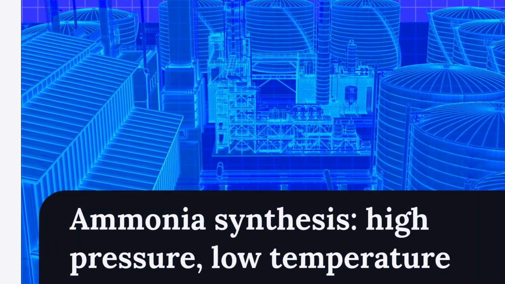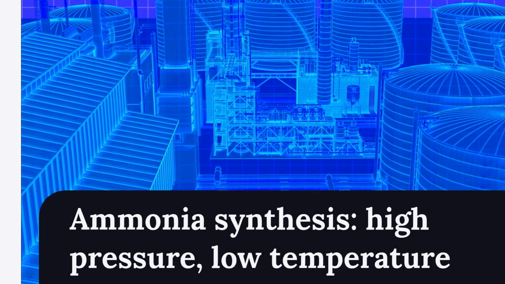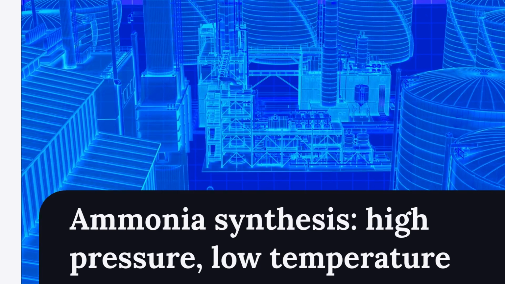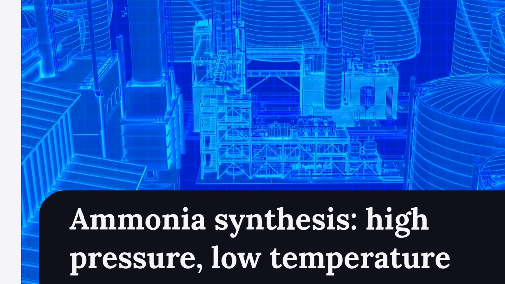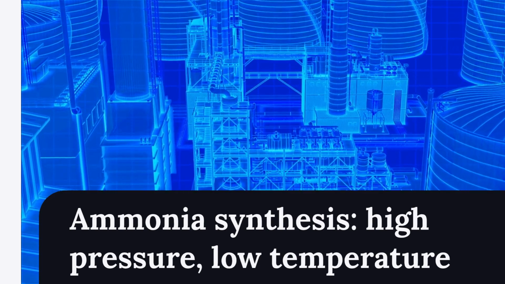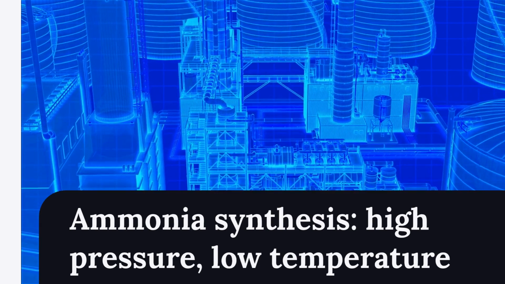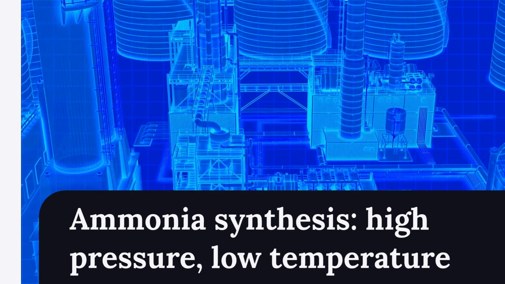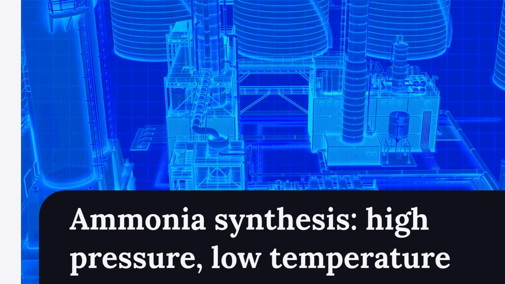The Haber process synthesizes ammonia from nitrogen and hydrogen. It's an exothermic reaction, releasing heat. High pressure favors ammonia production by shifting equilibrium right. Low temperature also favors production but slows the reaction. Industrial conditions require a compromise.